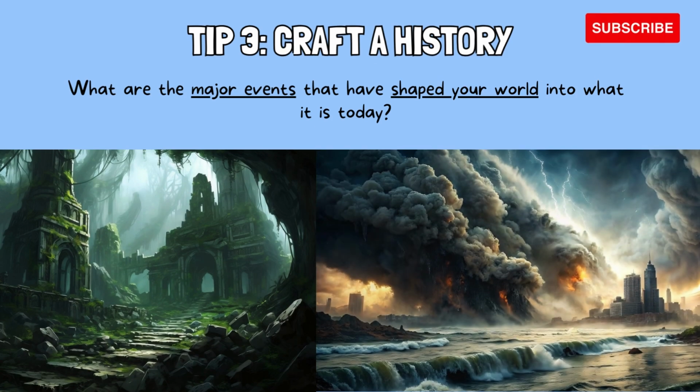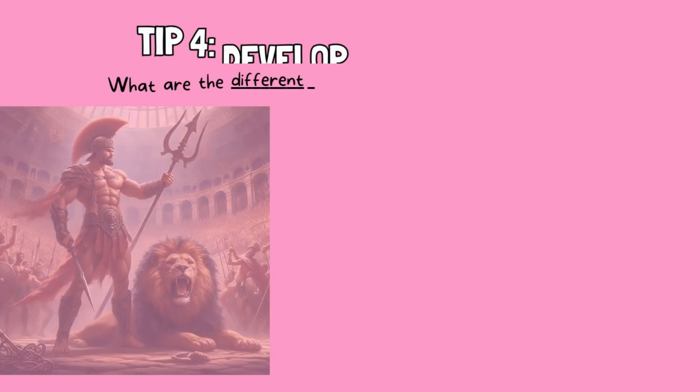Tip 3. Craft a history. Every world has a past. What are the major events that have shaped your world into what it is today? This could include wars, natural disasters, the discovery of magic, or even the arrival of aliens. These historical events can leave behind lingering effects, like ruins that hint at a lost civilization or magical imbalances caused by a forgotten ritual.